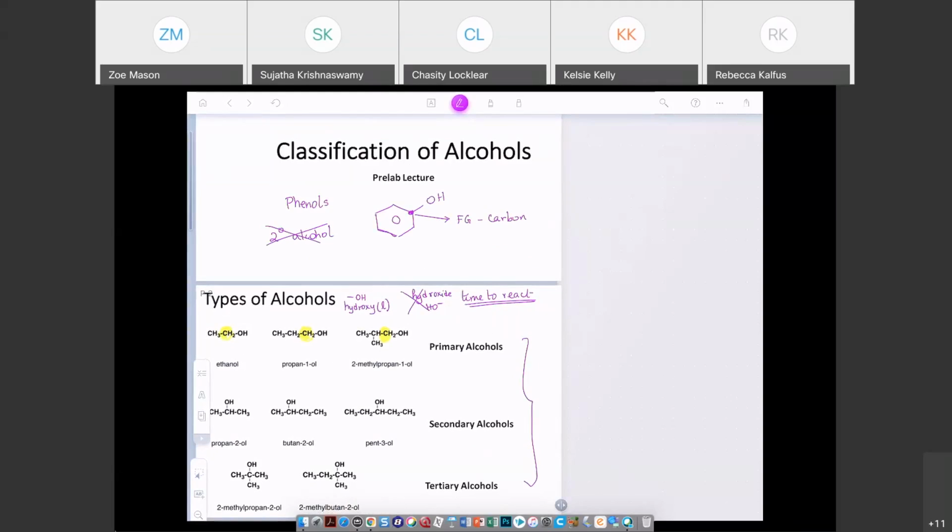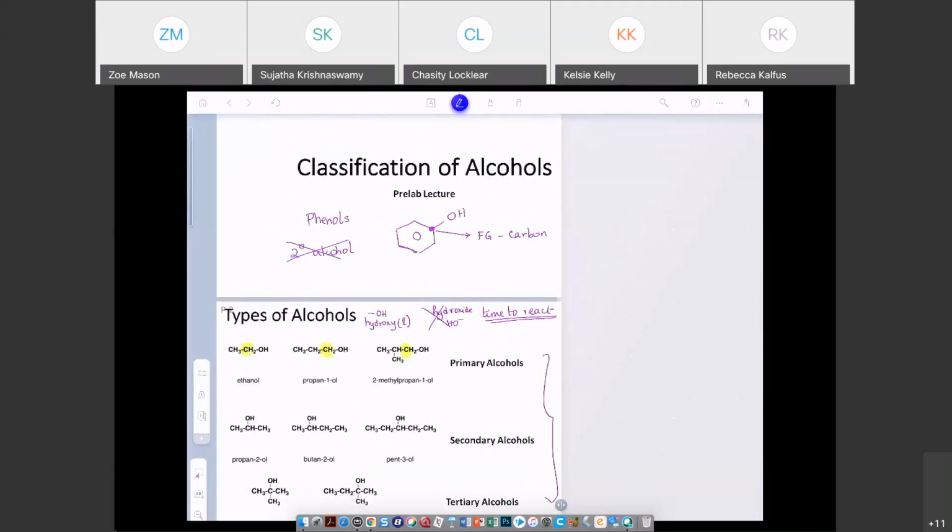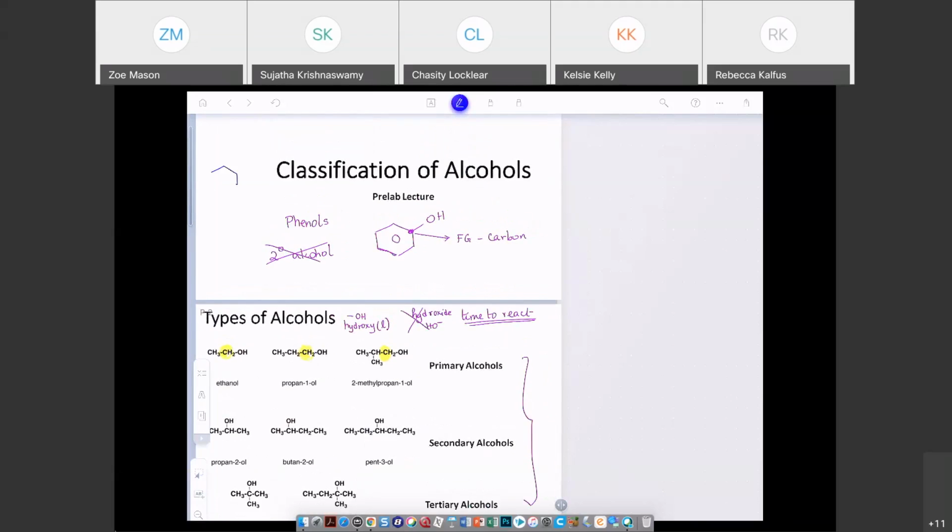I want to draw another contrasting structure here. If I draw the same benzene ring, then draw a CH2 and then a hydroxyl, this carbon is my functional group carbon because that's the one connected to the hydroxyl, and it's connected to one other carbon. Now this is considered a primary alcohol.